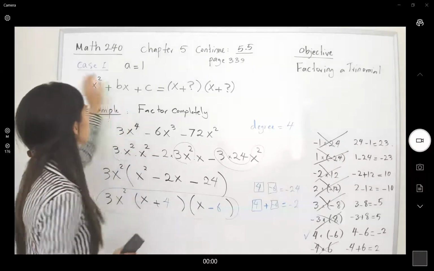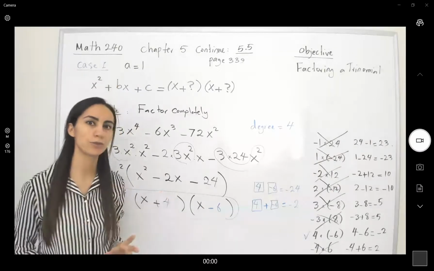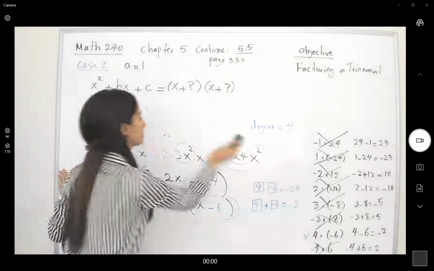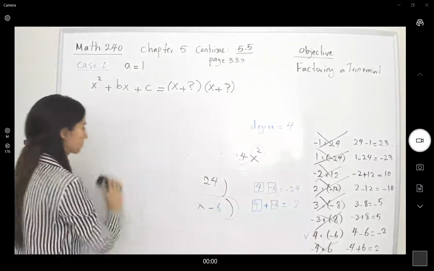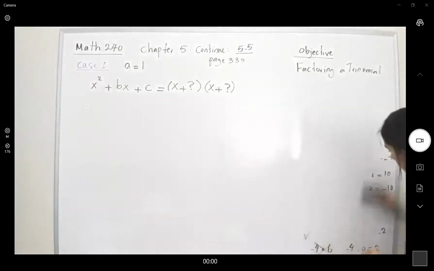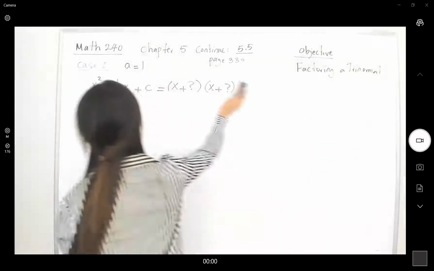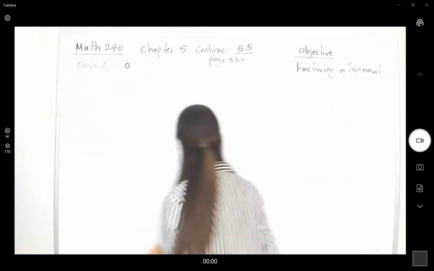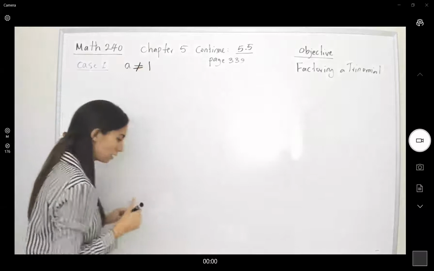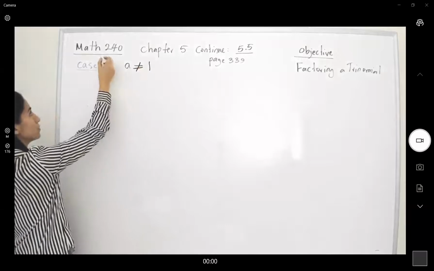Well, before moving on to the second case where a is not equal to 1, I'd like to review one example. So this is our case 2. Let me erase this board for you. So we are in the case that a is not equal to 1. It's just another number. And this is actually our second case, case 2.